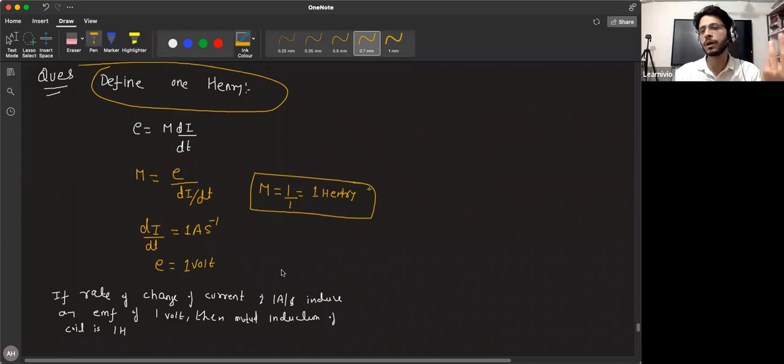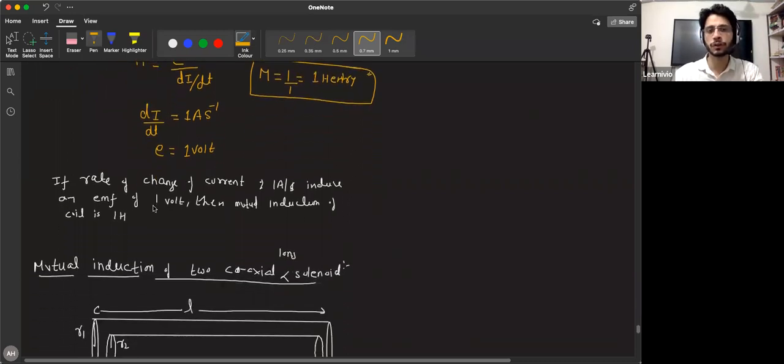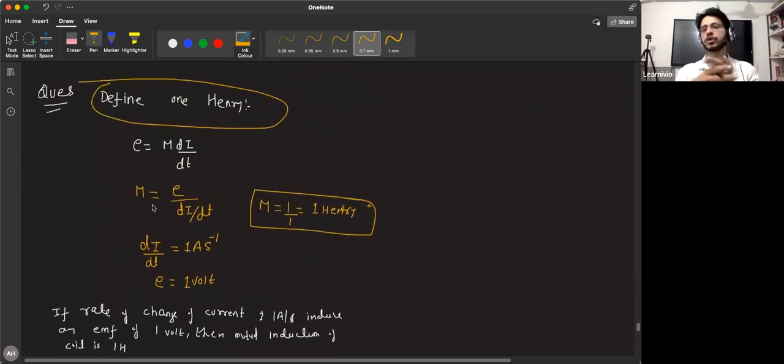It's a very famous one marker question, define 1 Henry. So 1 Henry means the rate of change of current is 1 ampere per second. In 1 second, your current changes by 1 ampere. Then the EMF induced in your system will be 1 Henry. That's the definition of 1 Henry. Just note it down, we'll do some questions. Basically, in mutual induction, you get two types of question. One is on solenoid, another is on coil. Do those.